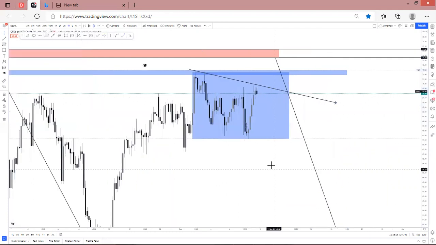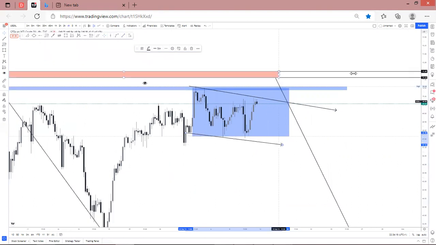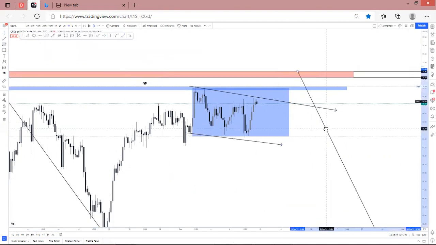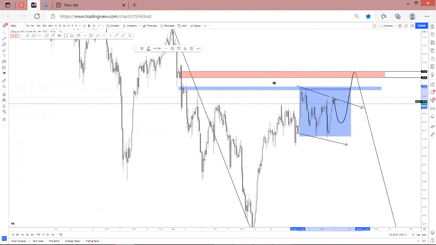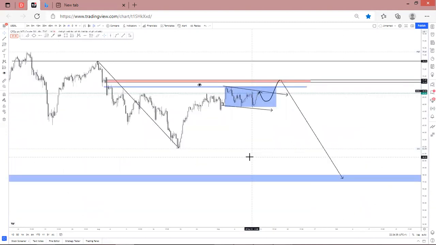So I expect price to keep accumulating right here, and then I expect price to do something like this. I expect price to just do something like this, cause this breakout, trap buyers on the chart, and then we're going to see a massive, massive drop.